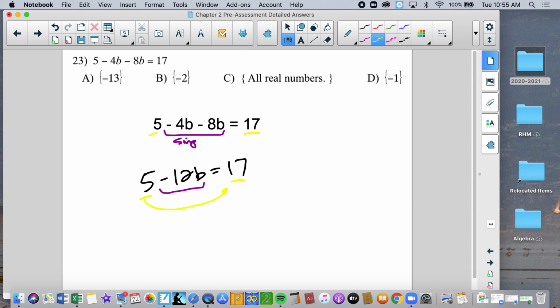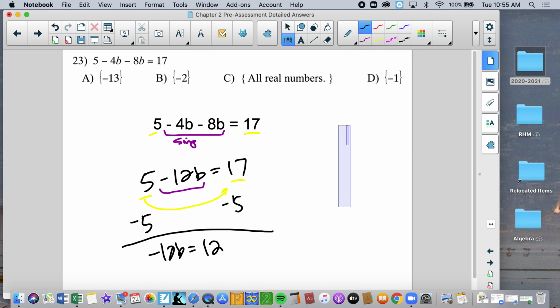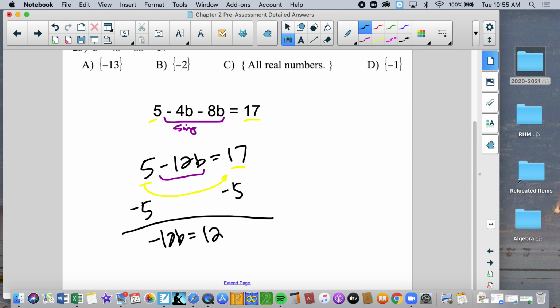So what's going to get rid of that positive 5? A negative 5, yeah. That leaves me with negative 12b equals 12. Positive 17 and negative 5 makes positive 12.